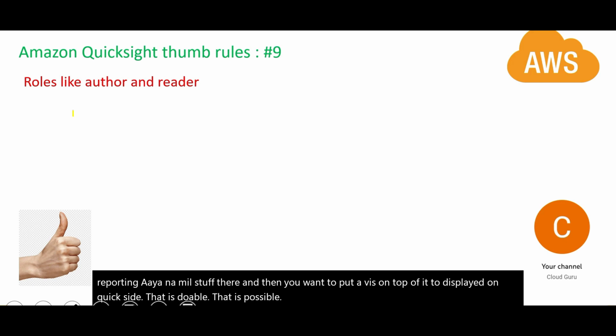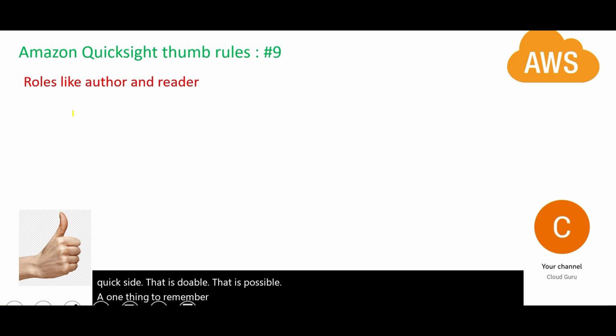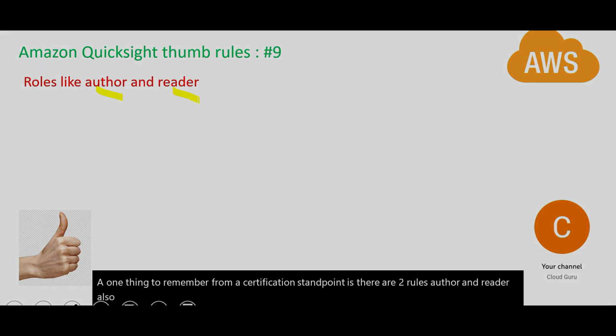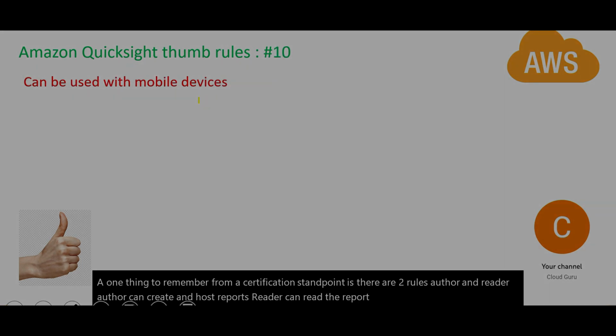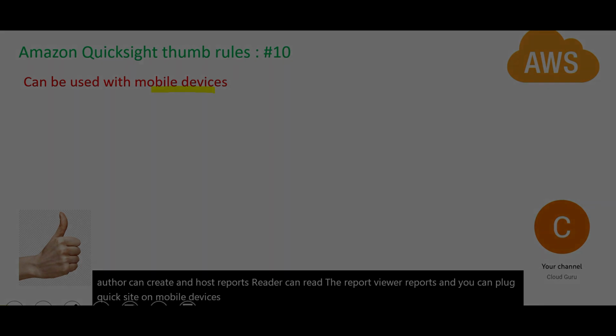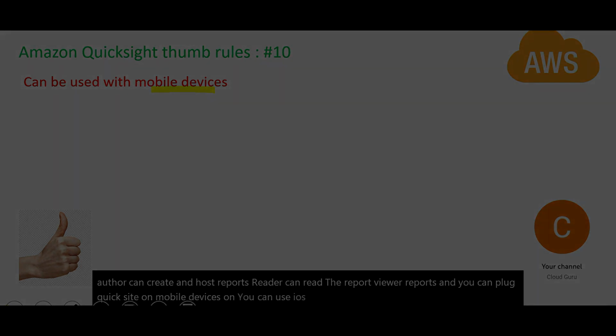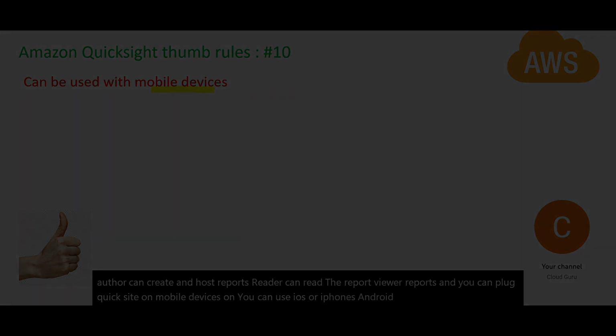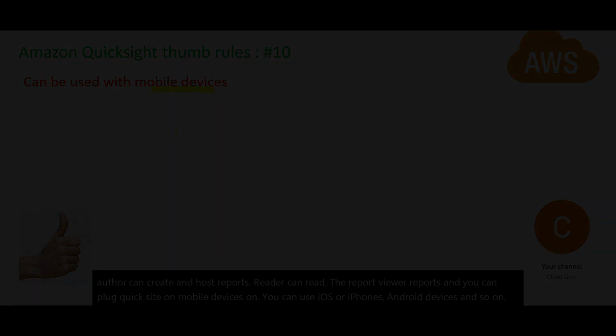One thing to remember from a certification standpoint is there are two roles, author and reader. Author can create and host the reports. Reader can read the report, view the reports, and you can plug QuickSight into mobile devices. You can use iOS or iPhones, Android devices, and so on. Your reports are accessible there.